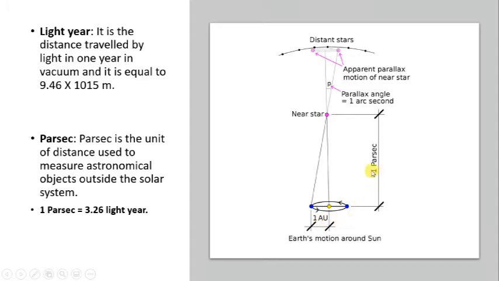And what is meant by 1 parsec? It is the distance between the objects which are outside the solar system. So this is the solar system. Here is another star, nearer star. It is outside our solar system. So the distance between the near star and our sun is called 1 parsec.